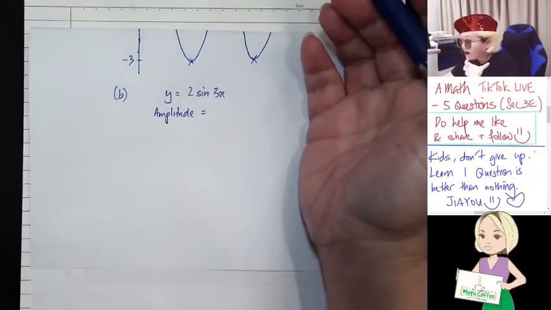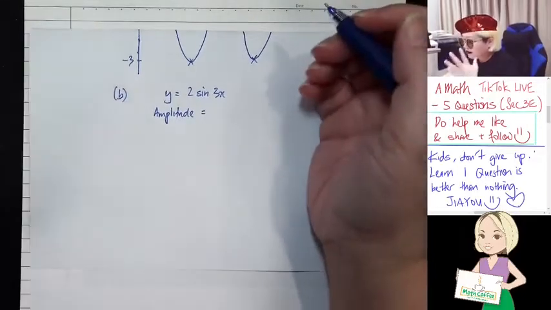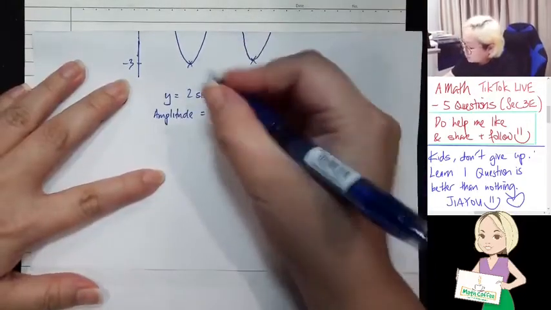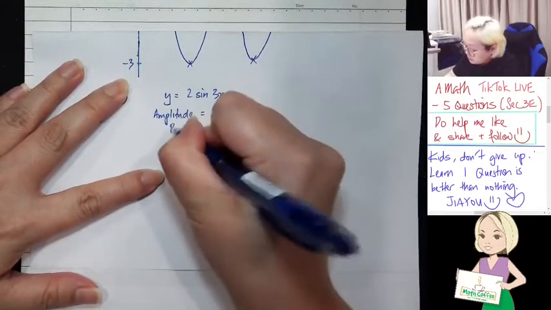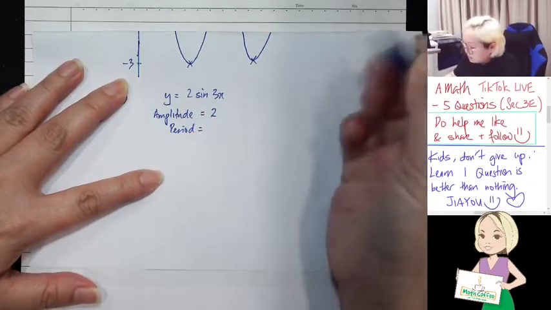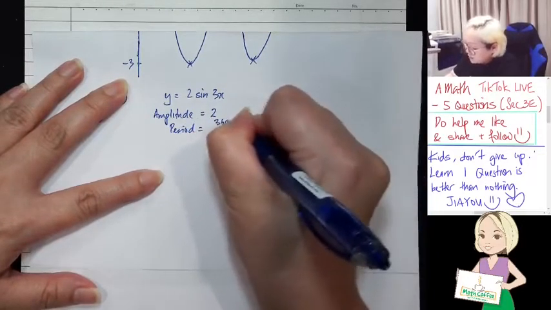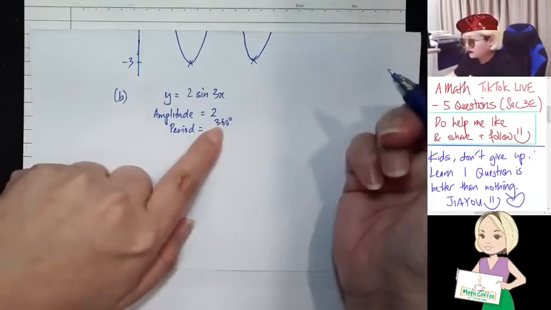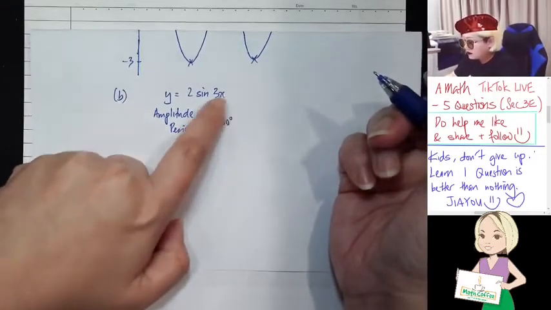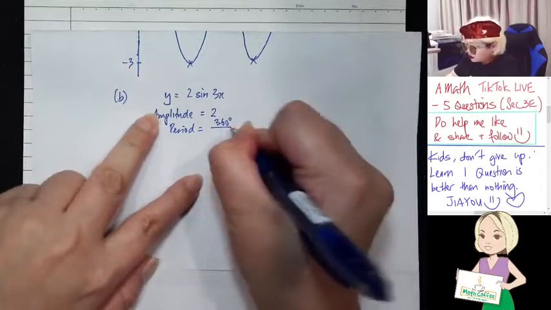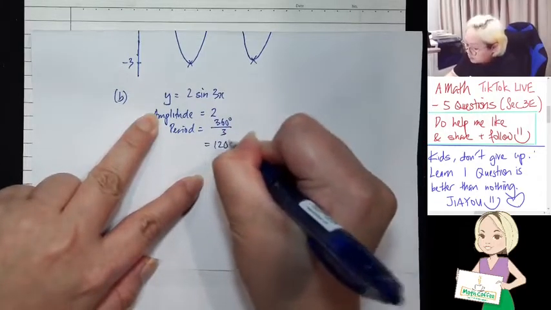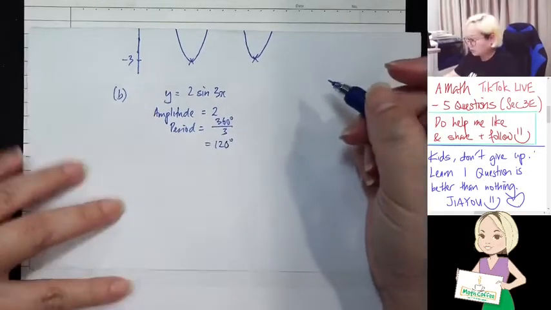Then my sacrifice is worth it. Okay? Amplitude is 2. Good. So next, my period. My period is taking 360 degrees. For sine and cosine, this is always a fixed number. Divide by the number in front of x, so it's divided by 3. So we know our period is 120 degrees. Good, well done.